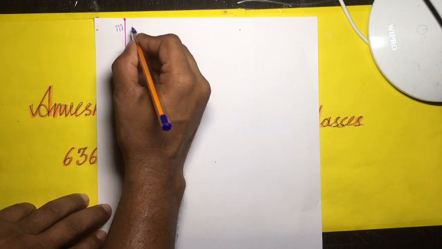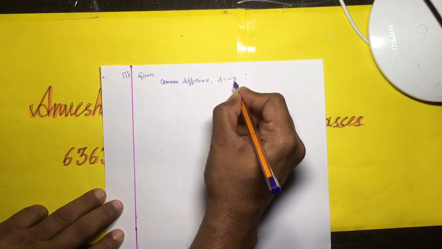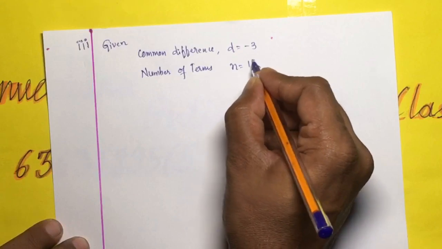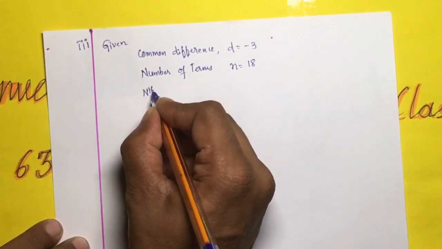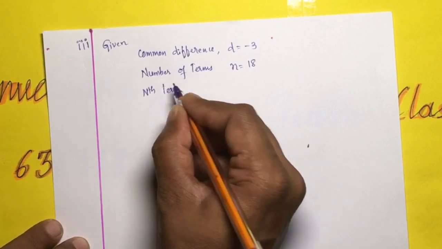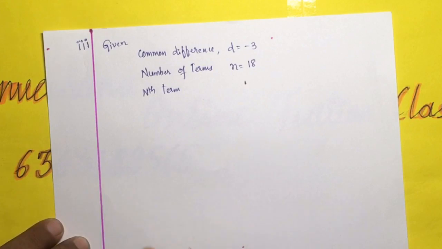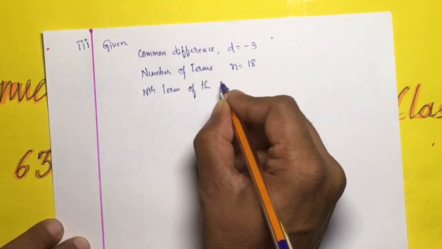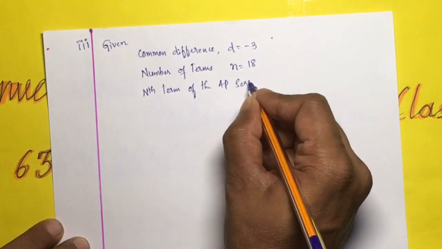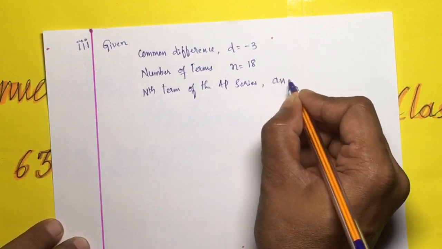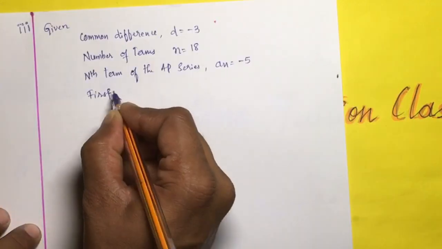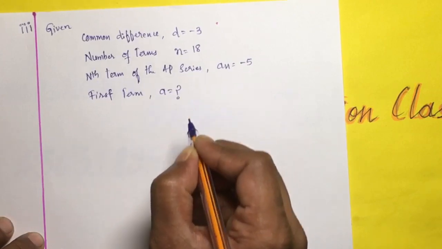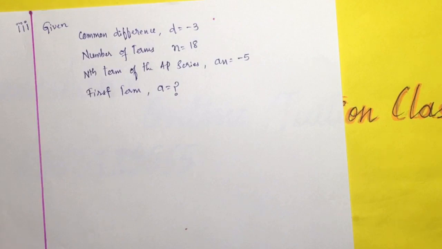Problem number 3, the given common difference d is equal to minus 3, number of terms n is equal to 18, nth term of the AP series an equal to minus 5, first term a equal to, we have to find the value of a.